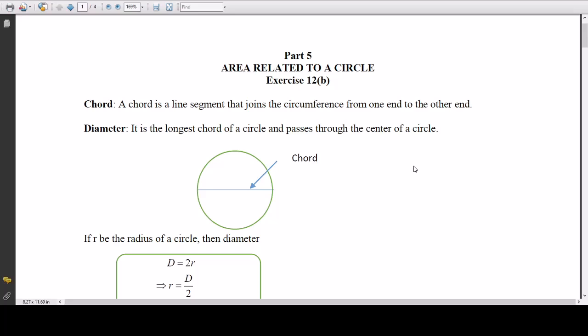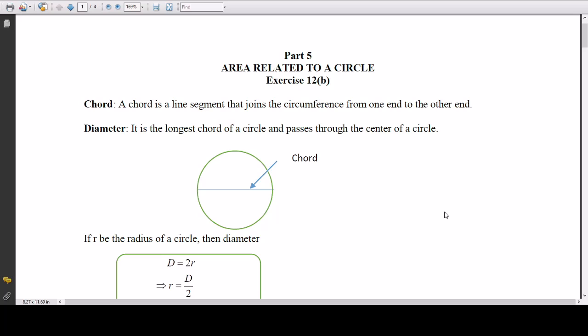Okay, welcome student. Now we'll discuss part 5 of this chapter 12, which is on the area related to a circle. Before coming to the exercise in this chapter, let us first know some of the important definitions that we will come across in this chapter.